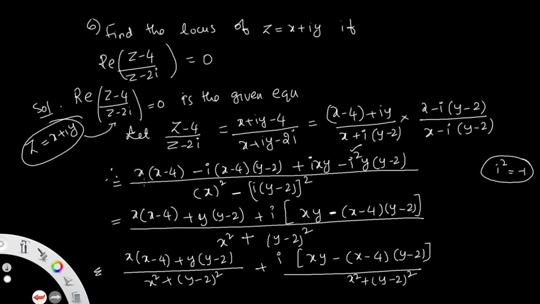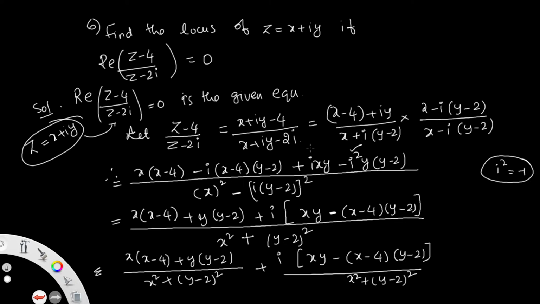Again we are seeing the real part of (z minus 4) by (z minus 2i) equal to 0. That is the question, where z is equal to x plus iy, so we substitute it: (x plus iy minus 4) by (x plus iy minus 2i). Writing it as x minus 4 plus iy in the numerator, and in the denominator x plus i times (y minus 2), the imaginary parts have i common.